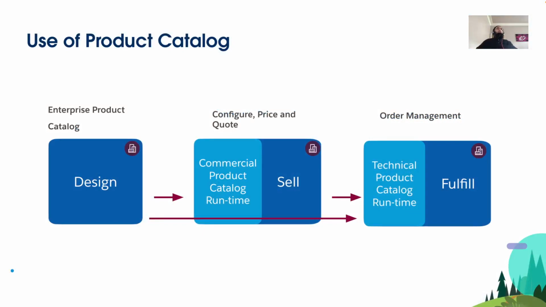And how is the product catalog used? The product administrator with the business would configure the products in the enterprise product catalog during the design phase. Then during the selling phase, the CPQ phase, the product catalog will be queried, the list of products will be given, and the agent will select the right products and apply the configuration. Once they're happy with the quote and order, and the order gets submitted, the commercial order will be converted into a technical order, and at that time another aspect of the product catalog can be used, and that is what we call the technical product catalog.